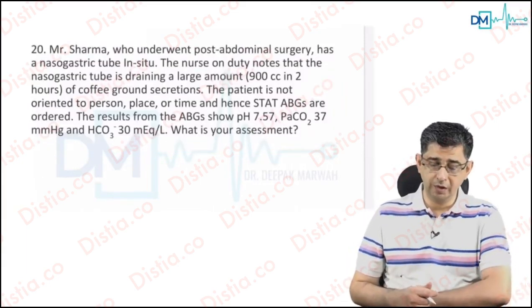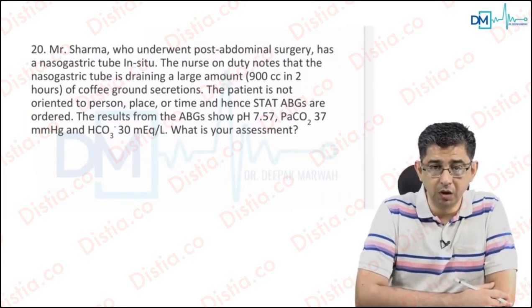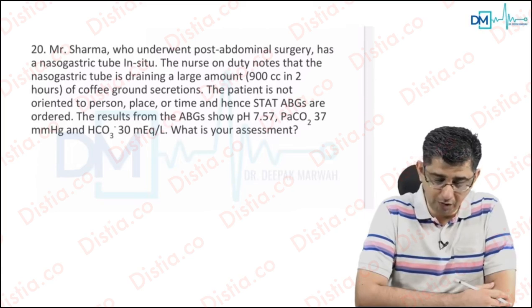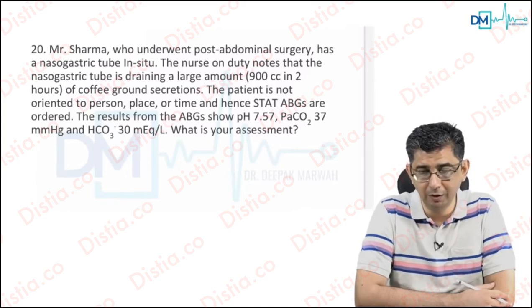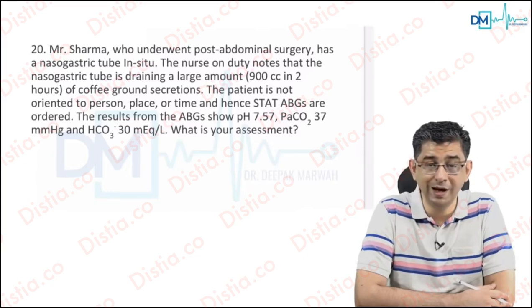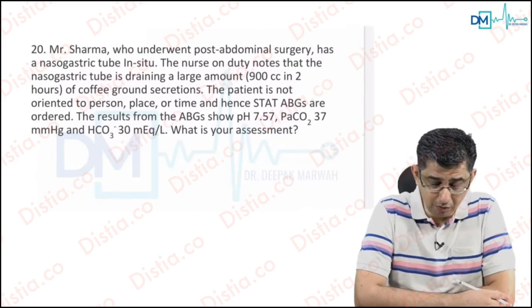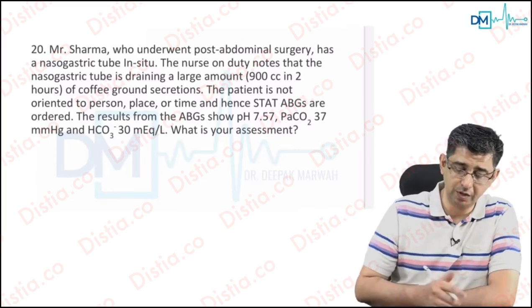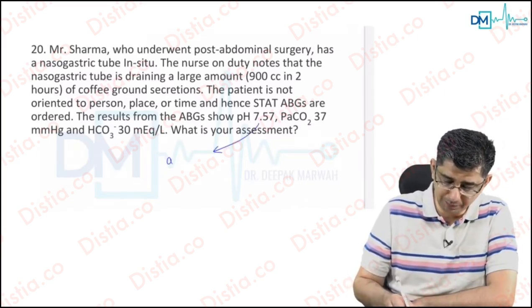Mr. Sharma, who underwent a post-abdominal surgery, has a nasogastric tube in situ. A nurse on duty notes that it is draining large amounts of coffee ground secretion. So there could possibly be blood which has decomposed, or rather the blood has been degenerated by the acid in the stomach, contributing to acid hematin formation, which is coffee ground in color. The patient is not conscious or oriented to time, space and person. A stat ABG was done, and this will show the presence of alkalotic pH.